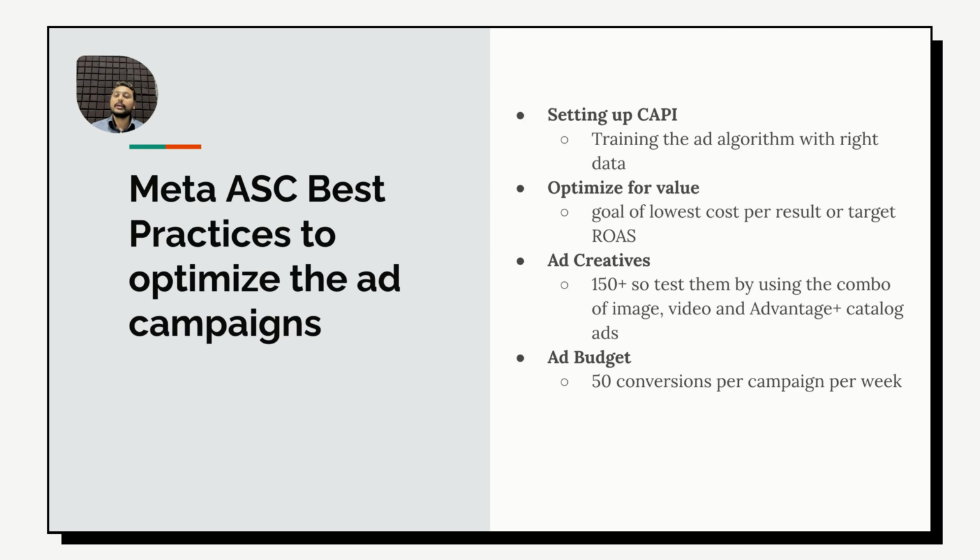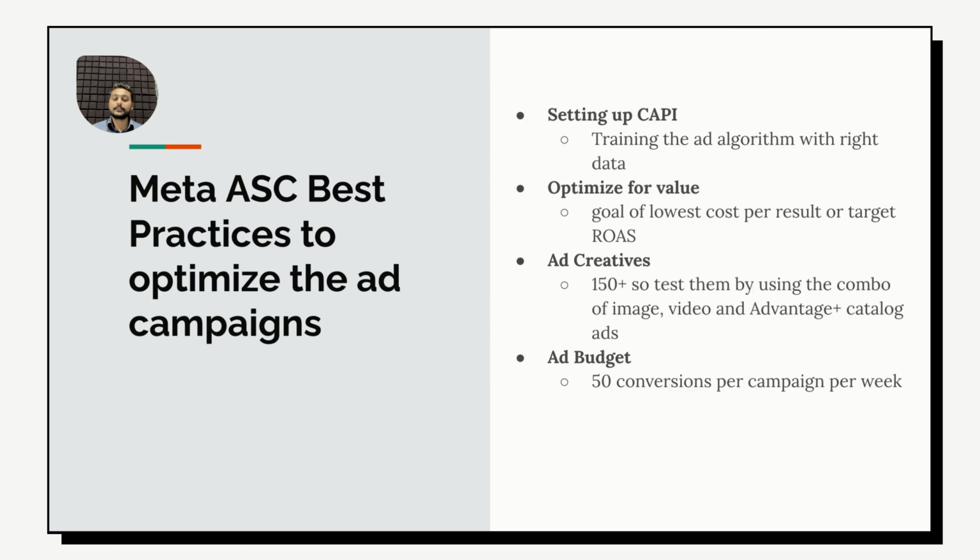Next, ad creatives. Advantage Shopping campaigns is a wonderful campaign because it allows you to test around 150 ad creatives. You can use a combination of static image, video, and catalog ads together in one single campaign to see which one works and which one does not work. Leave the testing for the algorithm. So give everything to the Meta ads Advantage Shopping campaign and let the algorithm decide which works and which does not work. It will use multiple combinations and multiple creative testings to find out which works for which audience.